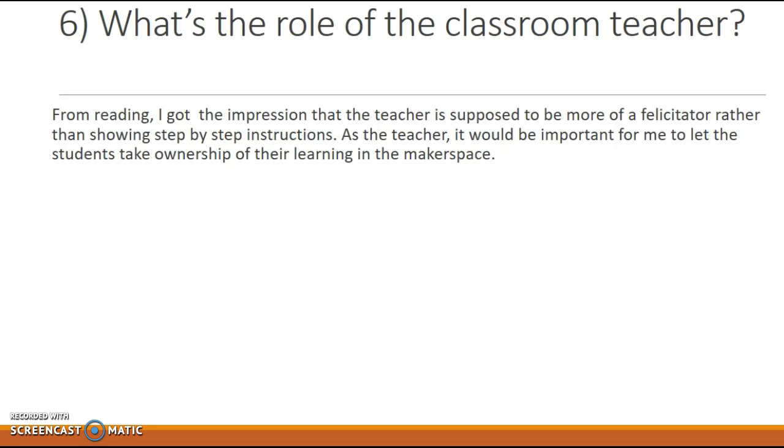And the role of the teacher in the Makerspace classroom, to me, what I understood from the reading was that we're supposed to be facilitators. We're not supposed to be teaching step-by-step instructions at the Makerspace. We're not supposed to be doing it for them or doing it with them, having them copy our every move. We're supposed to take a step back and let them create and let them take ownership of their learning.